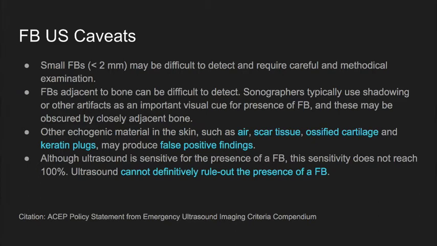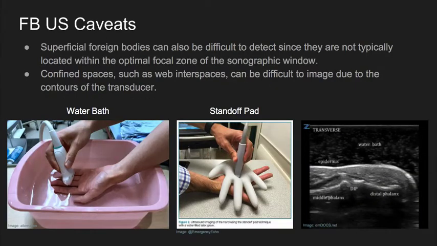Other echogenic material in the skin like air, scar tissue, ossified cartilage, and keratin plugs can give you a false positive as well. And lastly, although ultrasound is sensitive for the presence of a foreign body, it's not 100%, so it cannot definitively rule out the presence of a foreign body.